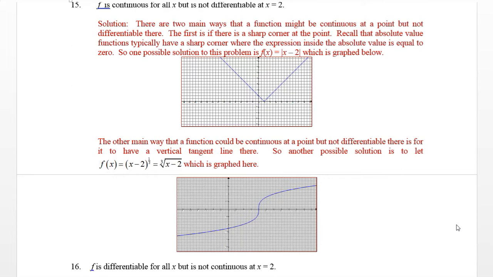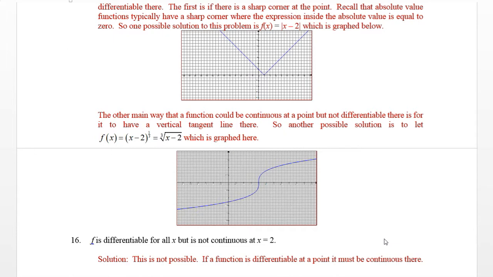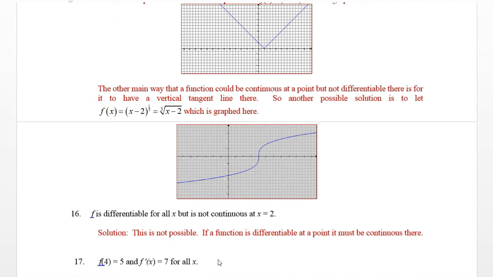Well, did you come up with one? Well, no, you couldn't have, because this is actually impossible. This is not possible. If it's differentiable at a point, it has to be continuous there. So if it's differentiable for all x, it's differentiable at x equals 2, and it has to be continuous at x equals 2. Anytime you have a discontinuity of any kind, the function's not differentiable there. So that was an impossible situation. That one can't be done.